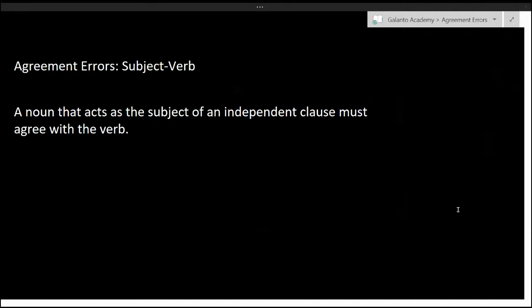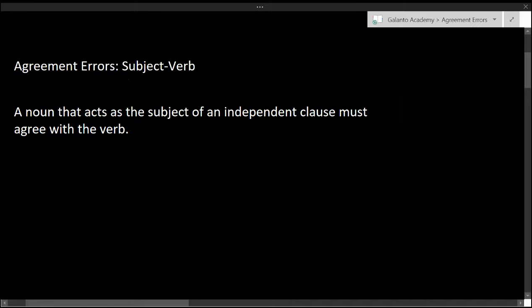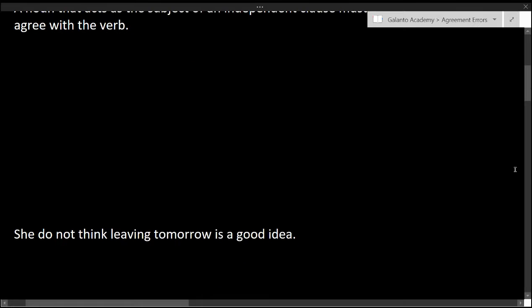So today we are looking at subject-verb agreement errors, and a noun that acts as the subject of an independent clause must agree with the verb. And this means that it's important that we're able to identify our subjects and verbs. So we're going to practice identifying them and then making sure that they agree in number and tense.